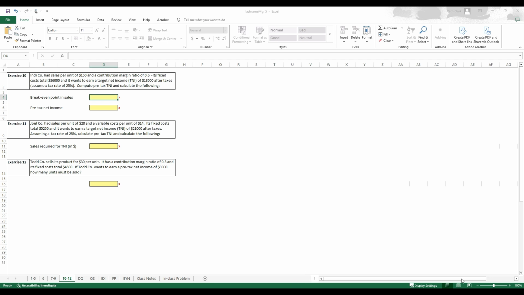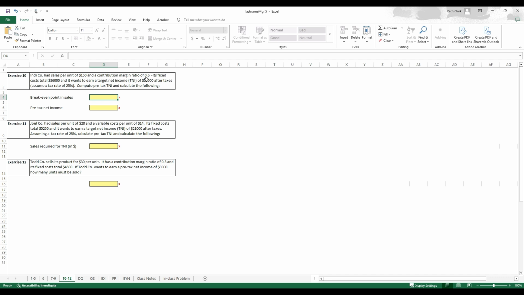So, in this problem, we need to look at our break-even point in sales first. And let's see what we have here. We've got fixed costs, target net income, sales per unit, and a contribution margin ratio. So if we have a contribution margin ratio of 0.6, then we know that the contribution margin piece is 60%. Let me say that one more time.